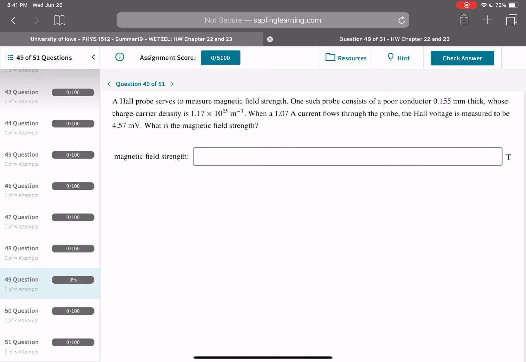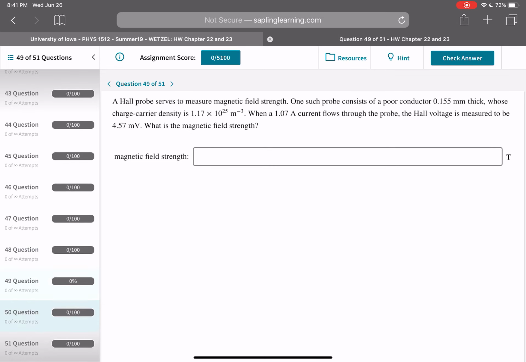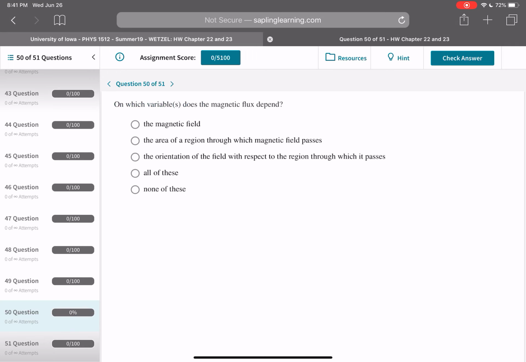So we've got a Hall probe trying to measure the magnetic field strength. One such probe consists of a pure conductor, 0.155 millimeters thick, whose charge carrier density is 1.17 times 10 to the 25 per cubic meter. When a 1.07 amp current flows through the probe, the Hall voltage is measured to be 4.57 millivolts. What is the magnetic field strength? So then just go to the Hall probe equation. If you just plug all this stuff in, solve for B, that's it. Okay, 49, 50. On which variables does the magnetic flux depend? The magnetic field, oh yeah, anyway, so you can figure that out.